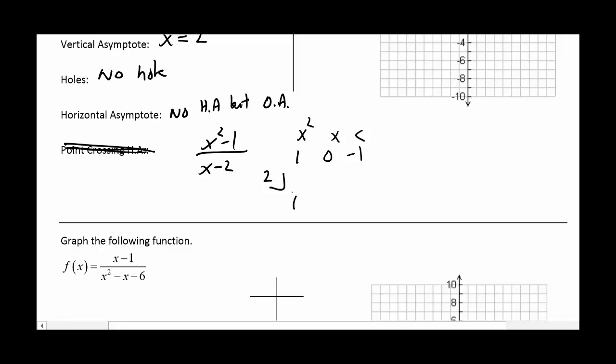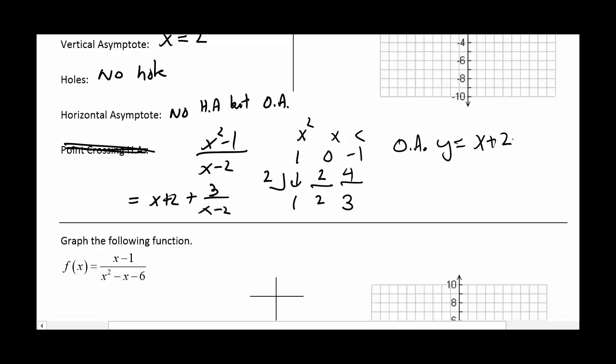And then I'll drop the 1, multiply, combine like terms, multiply, and I get 3 for that. Okay, so when I divided, I got x plus 2 plus 3 over x minus 2. So our oblique asymptote is the equation y equals x plus 2. We'll talk about how that works in the graph in a second, but remember your process is asymptotes, points, and if need be, a table.